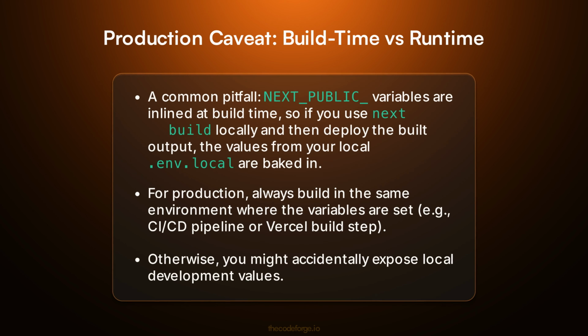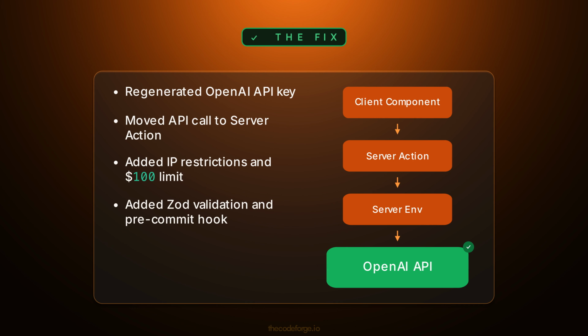4 hours. The OpenAI API key was prefixed with NEXT_PUBLIC, causing it to be inlined into the client bundle at build time and scraped by a bot. The fix involved several steps. Regenerate the exposed key, move the API call to a server action using 'use server'. Add IP restrictions to the new key, set a $100 hard usage limit with a $50 alert, add Zod validation that crashes on startup if a NEXT_PUBLIC secret is detected, and add a pre-commit hook to catch future mistakes.